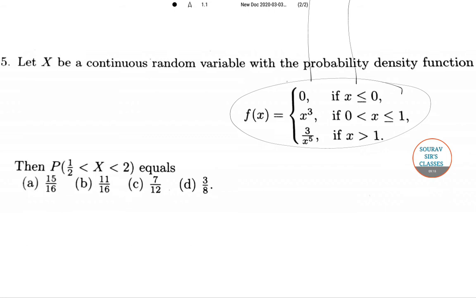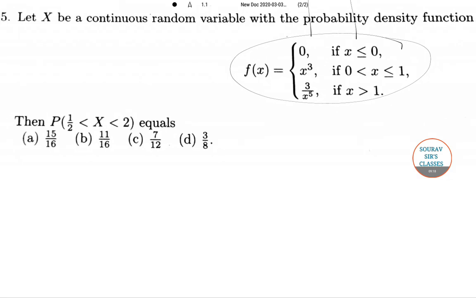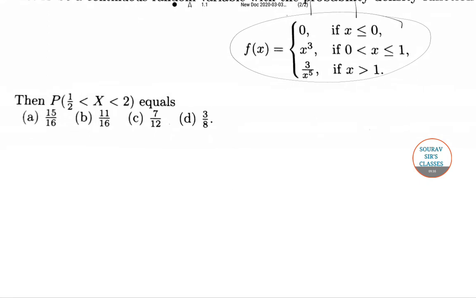5. And we are to find the probability that the continuous random variable X lies from half to 2. We are given 4 options, and we are to choose the right option from these 4 options. And how can we solve it? Let's see.